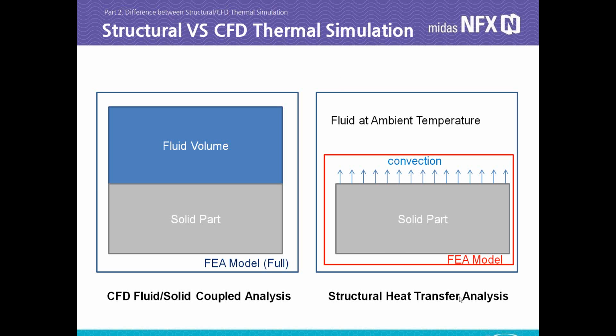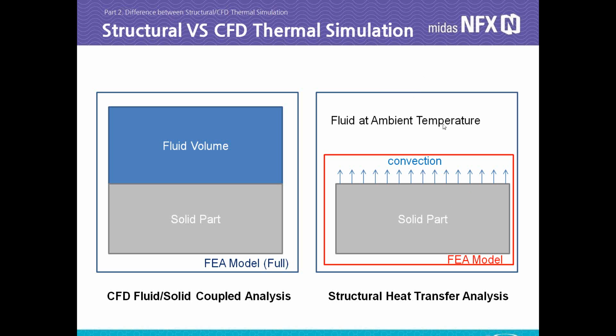When you are doing structural heat transfer analysis, you're only considering the solid parts in your model. So you have the solid volume, you are applying the heat transfer condition, and on the area around the part, you just apply a convection equation, which is defined by the equation I showed a few slides before. So in these conditions, one of the major hypotheses is that the fluid is at ambient temperature, which is constant.